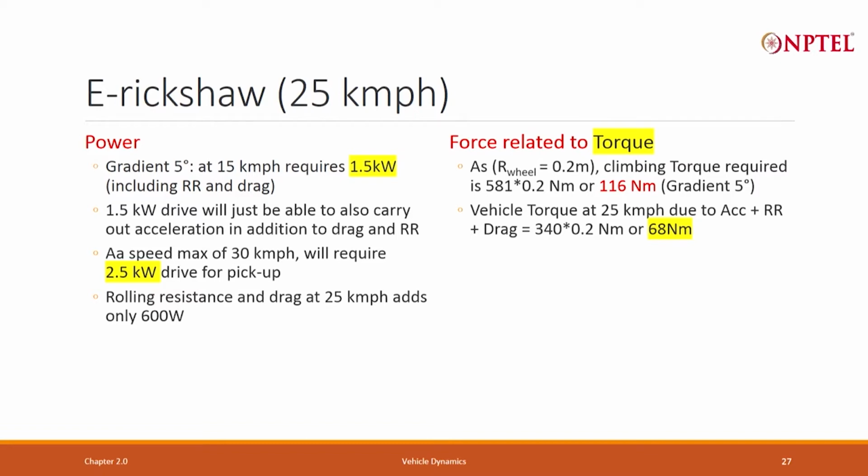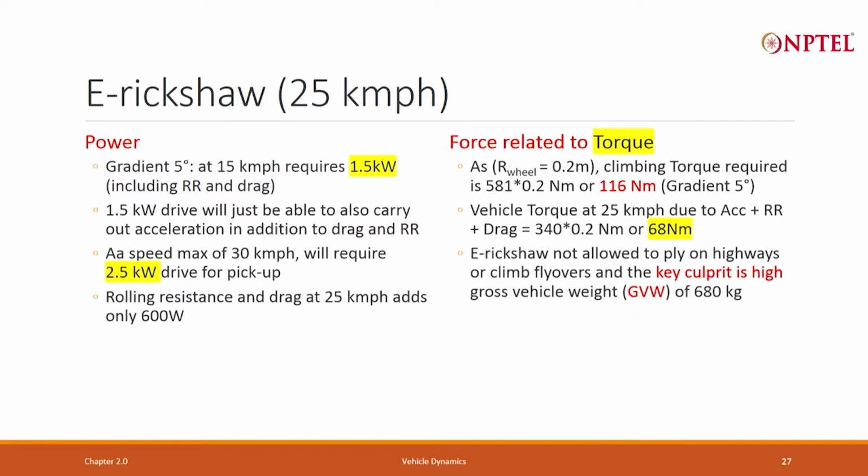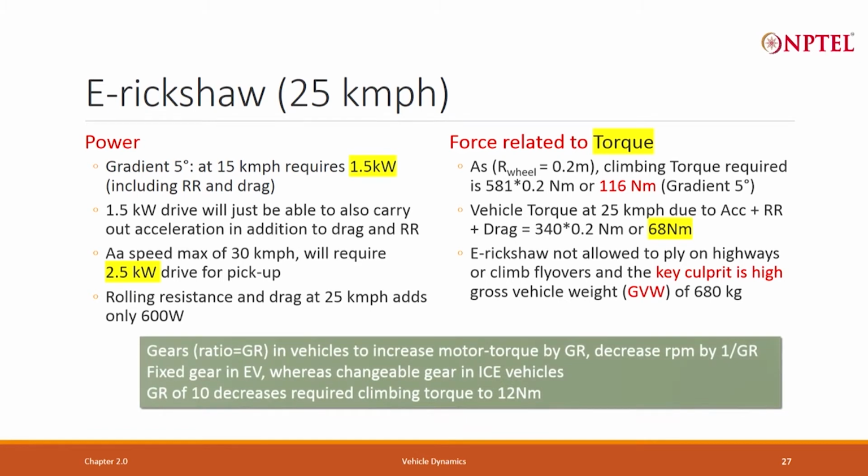For a flyover you cannot do it. Therefore, as I pointed out, e-rickshaws are not allowed to ply on highways or climb. The key culprit is the large weight, 680 kg we have taken. This much weight climbing up is very difficult, highways is very difficult. Now, are you going to design a 1.2 kilowatt motor with 68 Newton meter? No, even that is not possible. Even torque of this size is not possible.